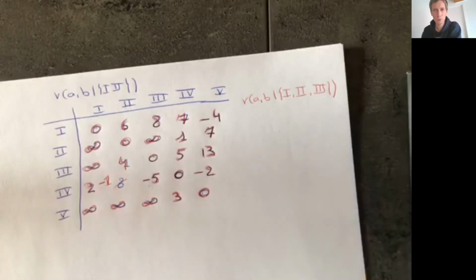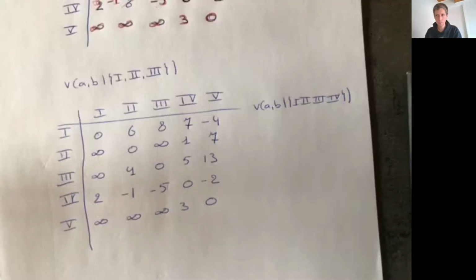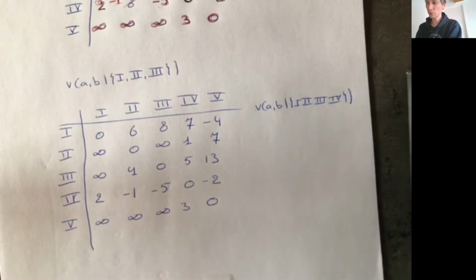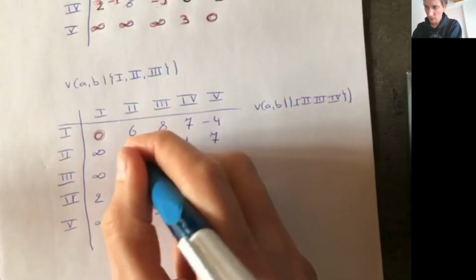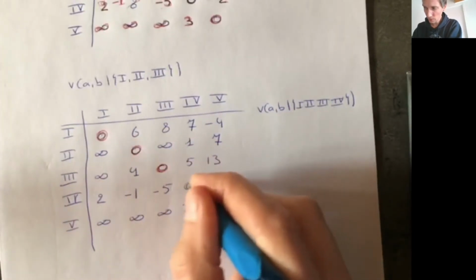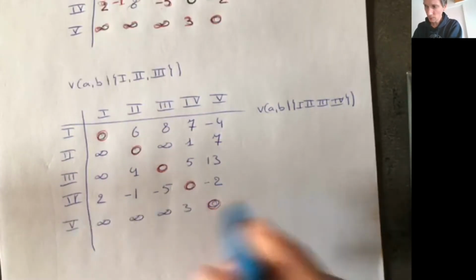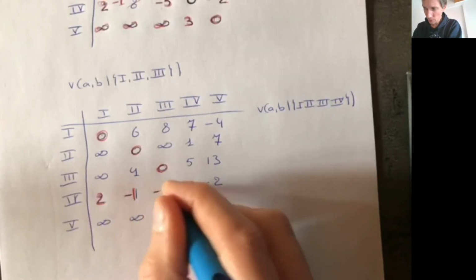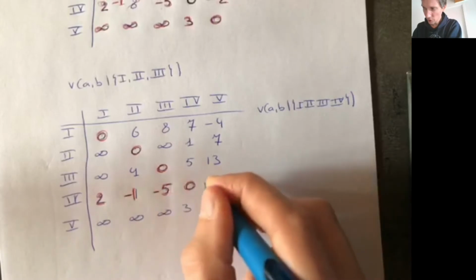I have 2 more to go, so let me copy this one and then come back. Okay, so we do the same exercise, but now we look at nodes that also pass through 4. So again, the diagonals stay at 0. Everything leaving 4 or arriving at 4 is not changing.